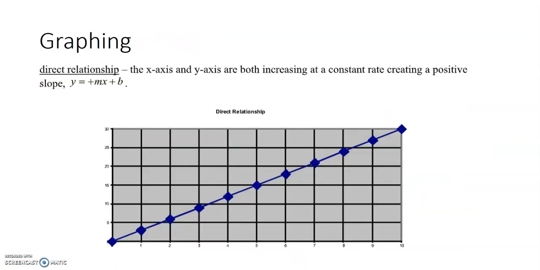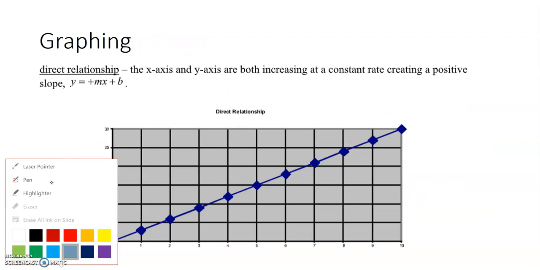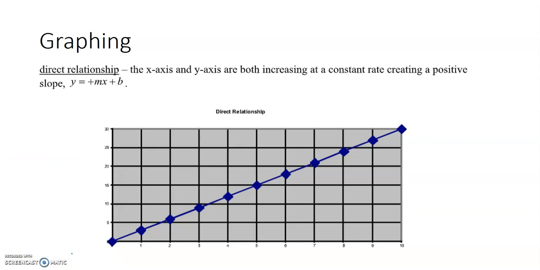Okay, so we talk about a couple different kinds of relationships in graphing. The first being a direct relationship. So the x and y axis are both increasing at a constant rate. So notice how this line is a straight line. So the straight line with a positive slope means the two variables are changing at a constant rate. Again, the equation of a line, y equals mx plus b, where m has to be positive for a direct relationship.